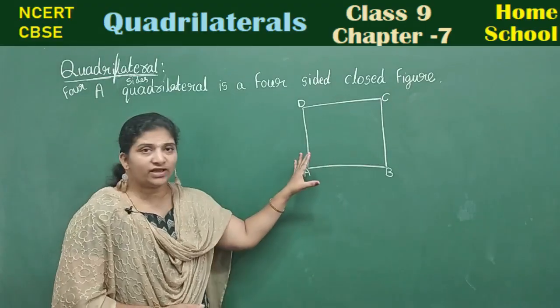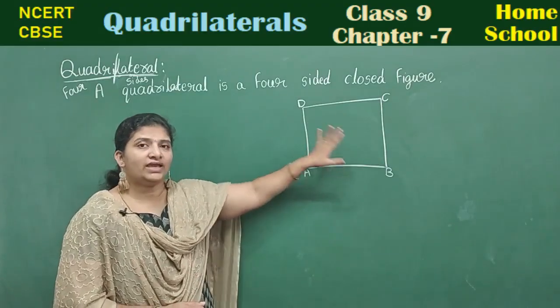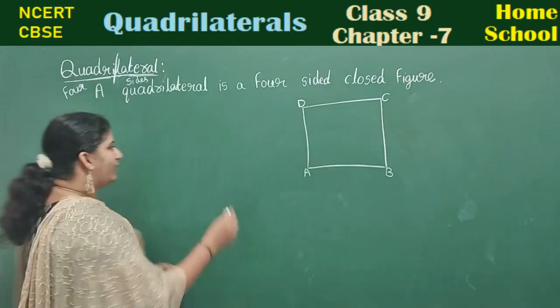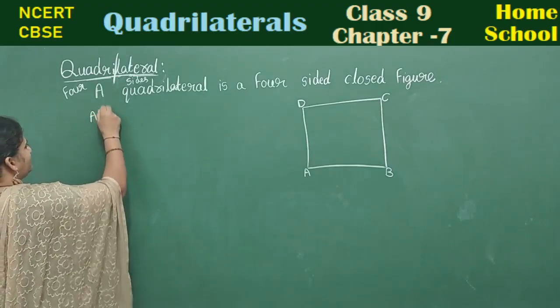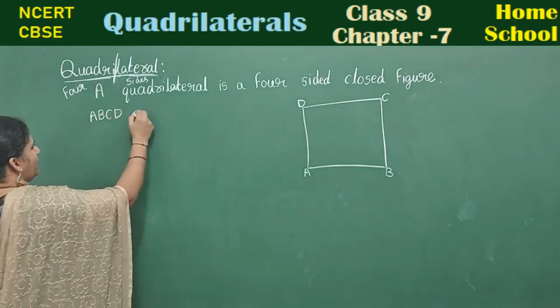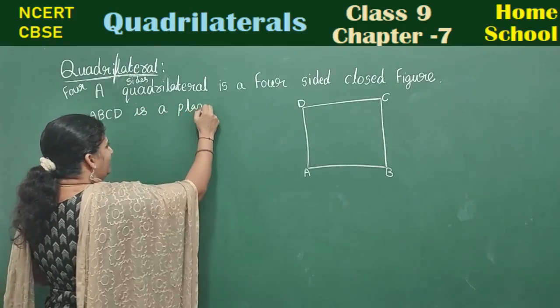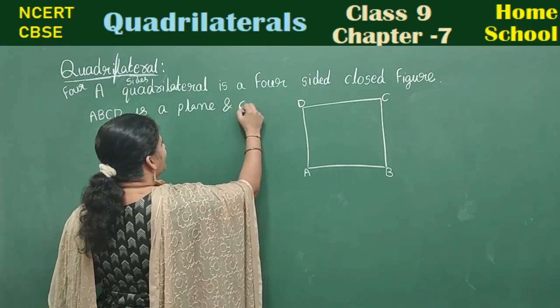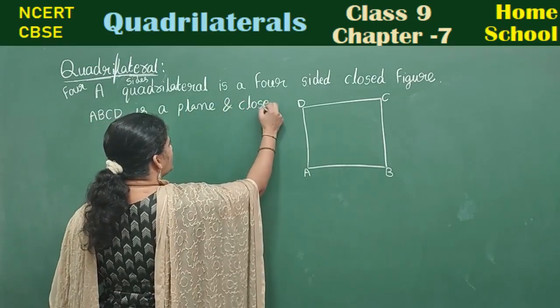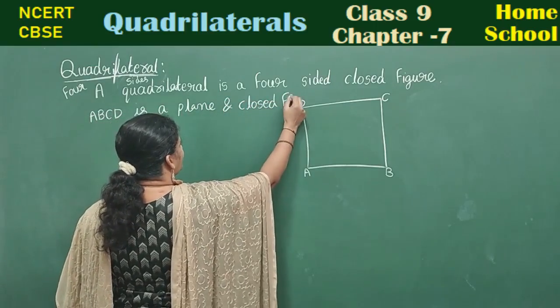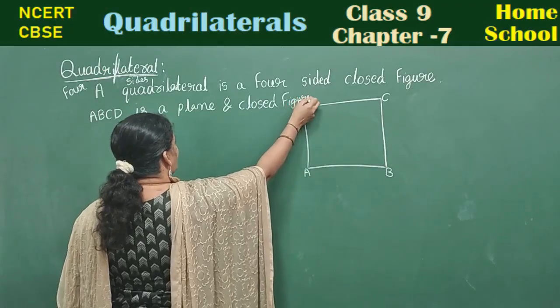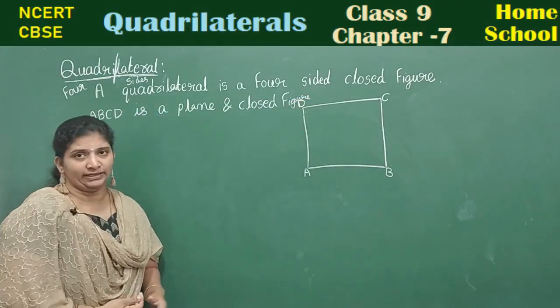It is a closed figure and it is a plane. We get a quadrilateral. ABCD is a plane and it is a closed figure. It is a closed figure, or you can say it is a closed polygon.